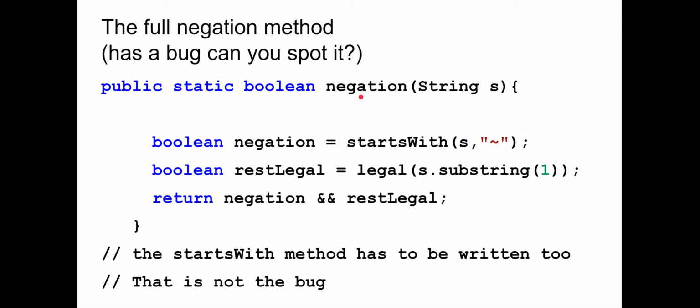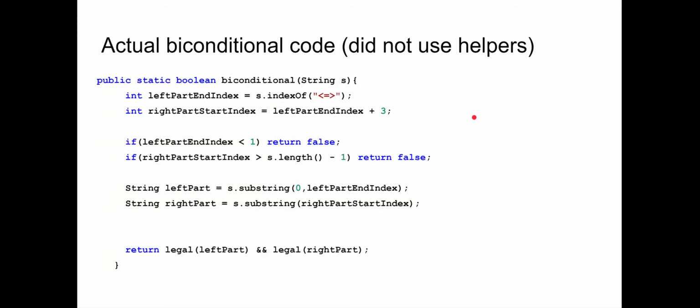But before we do that, let me just point out the bug for negation here. This substring of 1 is going to be a problem if S is an empty string. That's the scenario where you could have a problem. You'll need to check for it. That's why there's this blank space here. You need to see if S is too short.